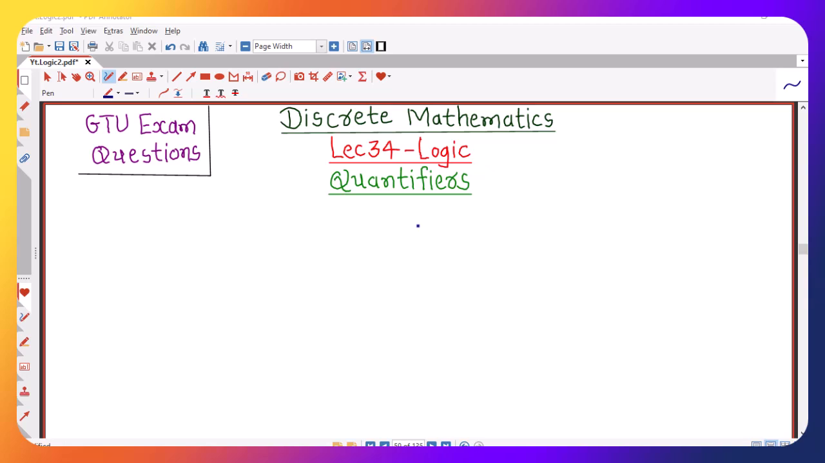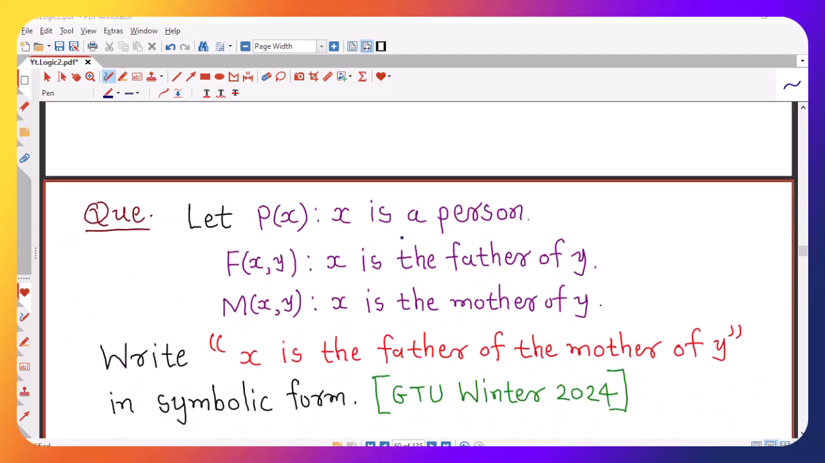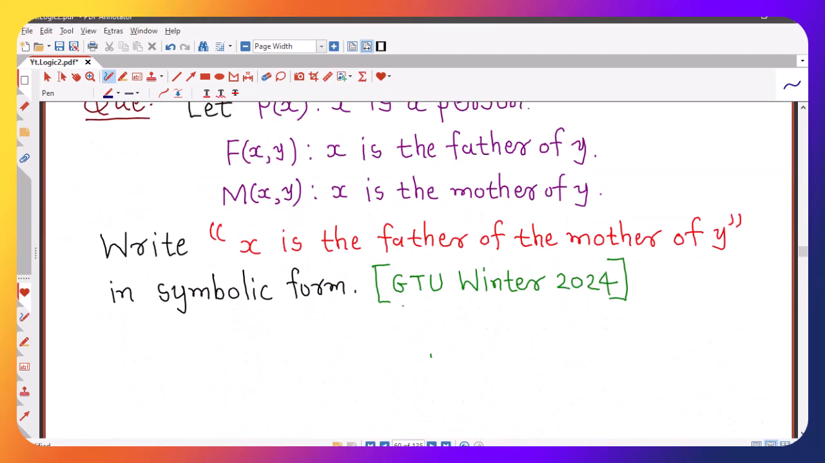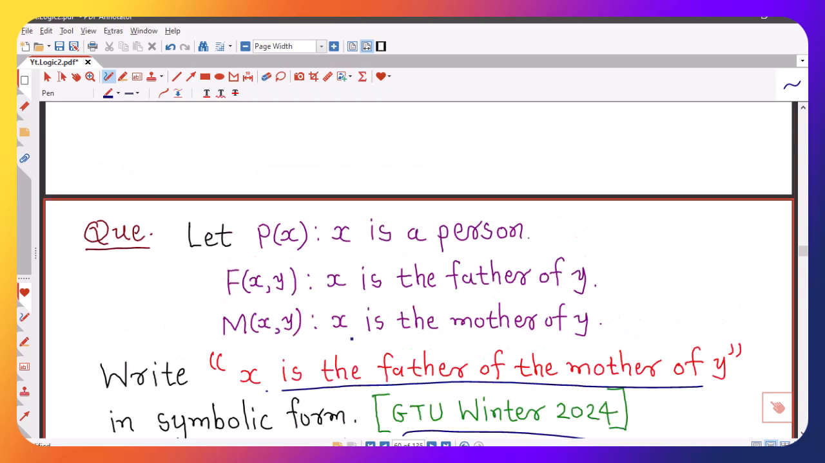In this lecture also we will discuss one more question on quantifiers which was asked in GTU Winter 2024 exam. Here we will see how we can write the given statement in symbolic form using predicates and quantifiers. Here we are given these statement functions.